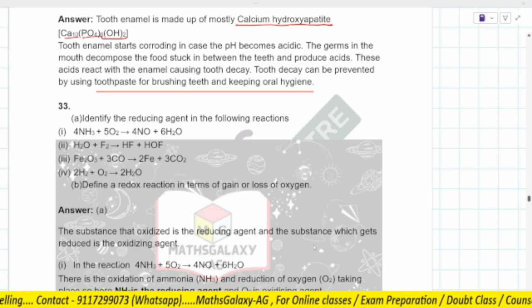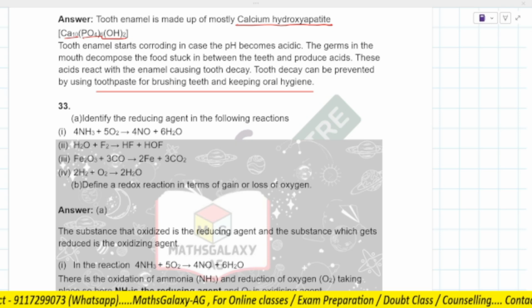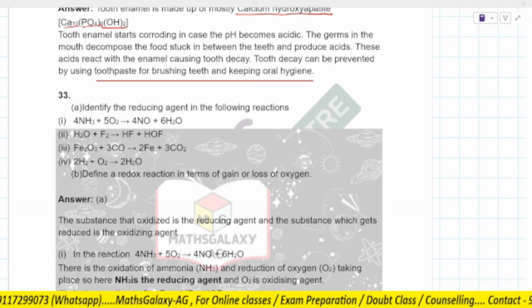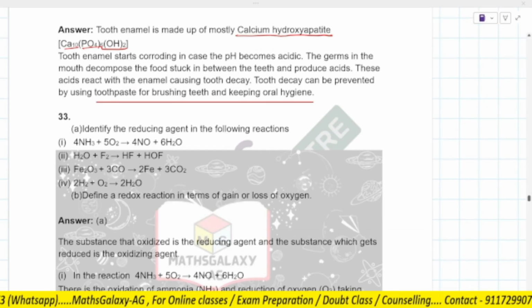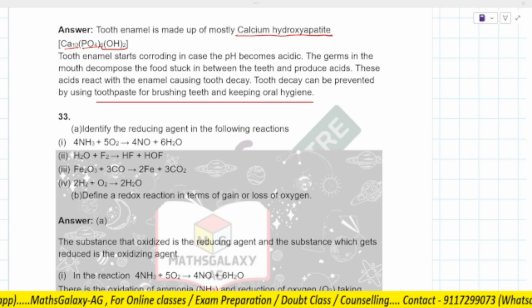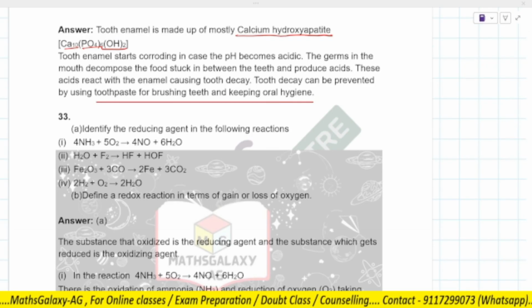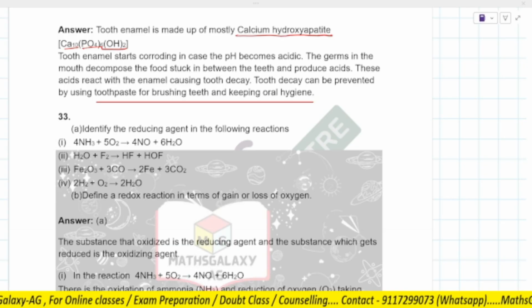Okay, as we have done till 32nd, let's see from 33, okay? Identify the reducing agent in the following reaction, that is 4NH3 plus 5O2 gives 4NO2 plus 6H2O.